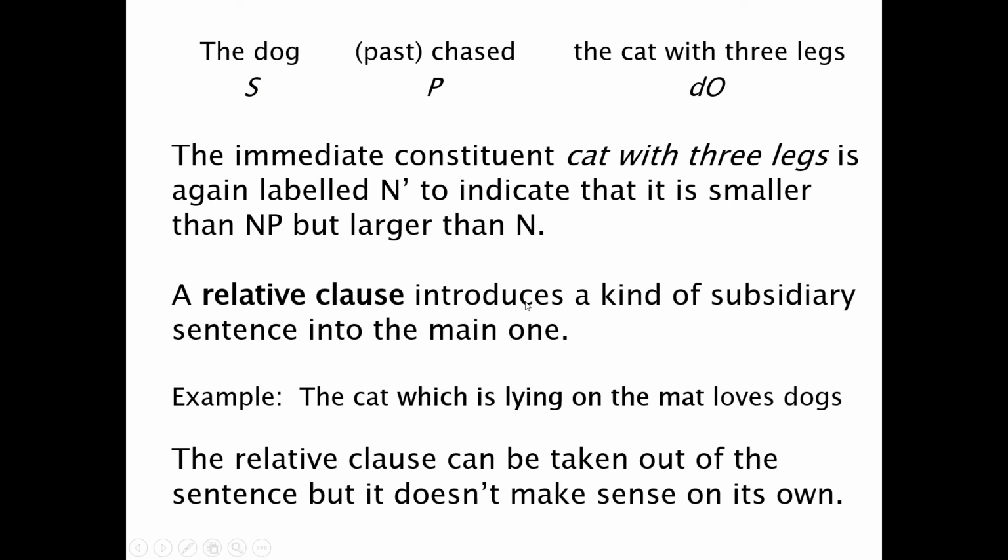A relative clause introduces, you have to keep this in mind, a kind of subsidiary sentence into the main clause. Subsidiary means a clause that supports and gives additional information, or you can call this a subordinate clause. Examples: the cat which is lying on the mat loves dogs. The man who lives next door is my cousin. The teacher who wears a black jacket teaches us semantics, and so on.